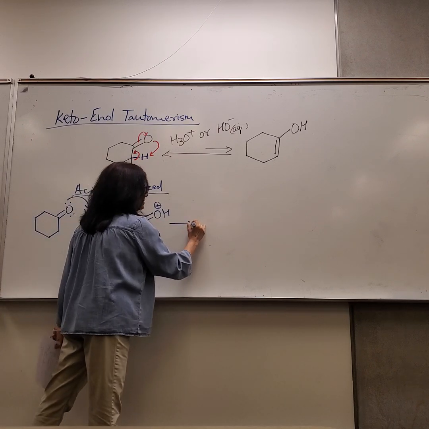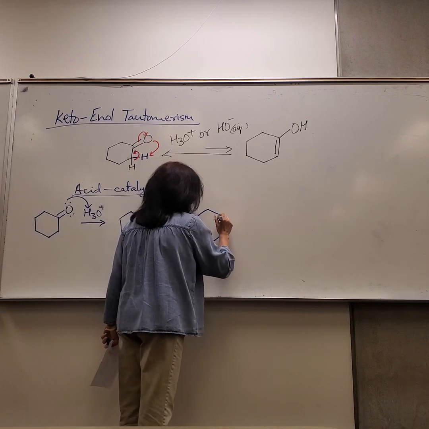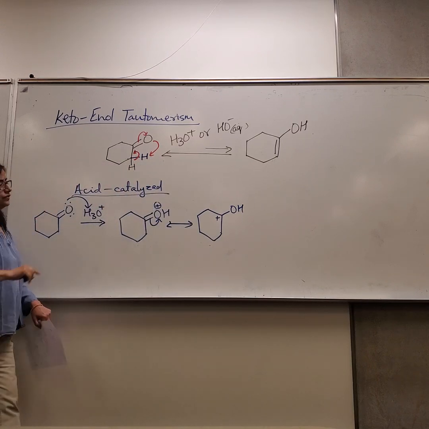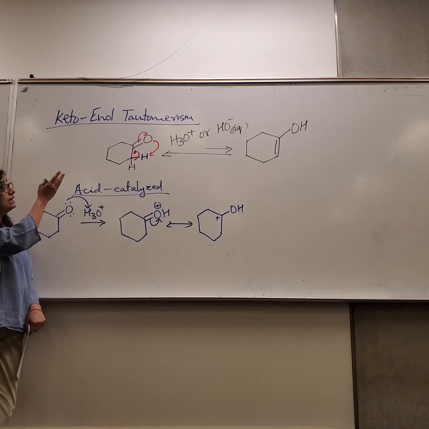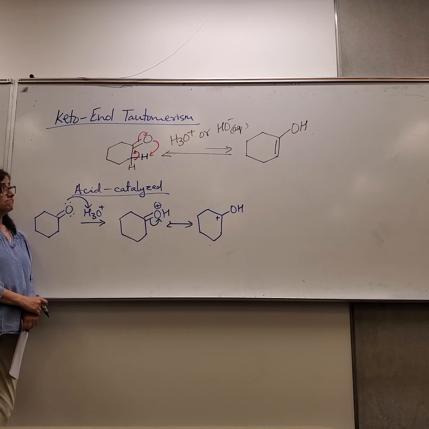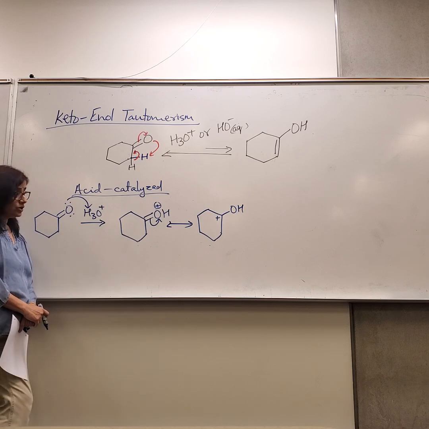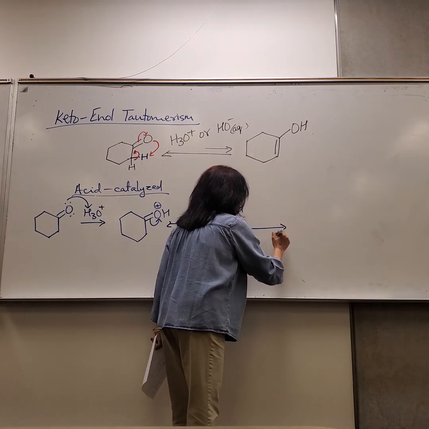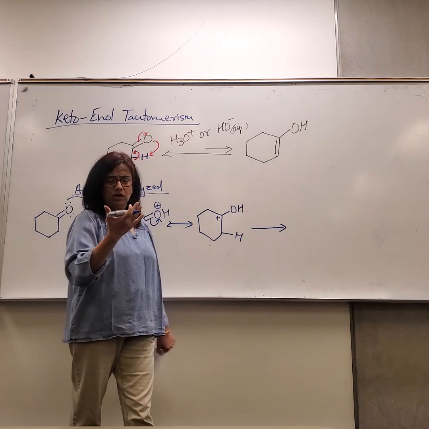Isn't that just a resonance structure? Yes, those are resonance structures of each other. Okay, sure, we can write that. What next? We're eliminating a hydrogen from the alpha carbon, as a proton. It's acid catalyzed. We took a proton, so we need to create a proton. So one of the hydrogens from the alpha carbon is going to be lost as a proton.